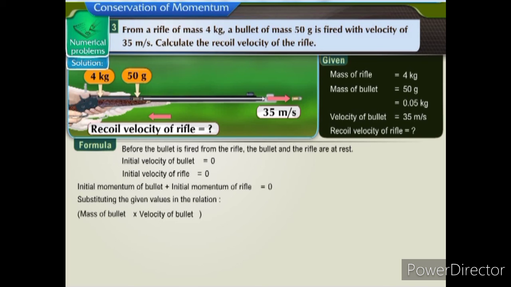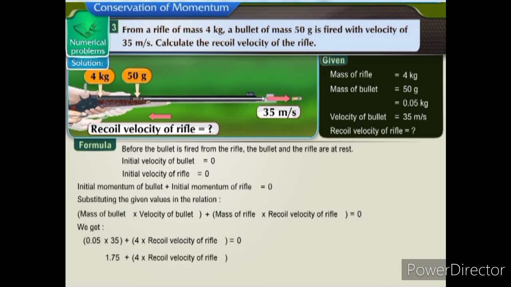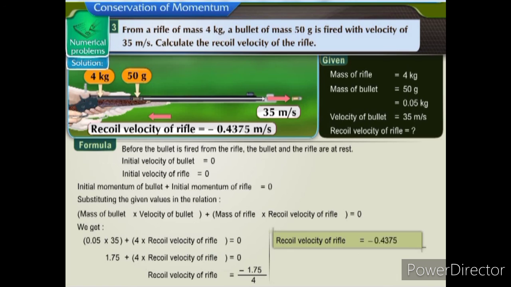Mass of bullet into velocity of bullet plus mass of rifle into recoil velocity of rifle is equal to 0. We get 0.05 into 35 plus 4 into recoil velocity of rifle is equal to 0. 1.75 plus 4 into recoil velocity of rifle is equal to 0. Recoil velocity of rifle is equal to minus 1.75 divided by 4. So, recoil velocity of rifle is equal to minus 0.4375 meter per second. The negative sign indicates that the rifle recoils backwards.